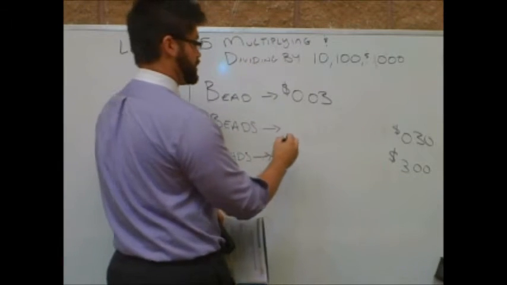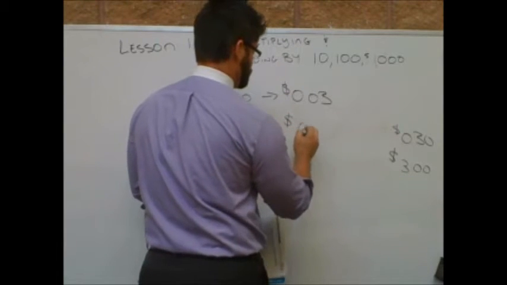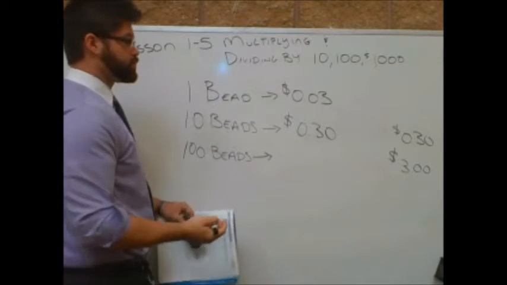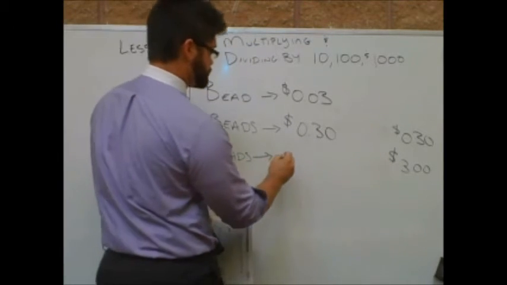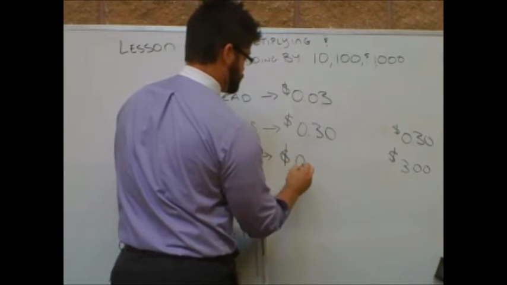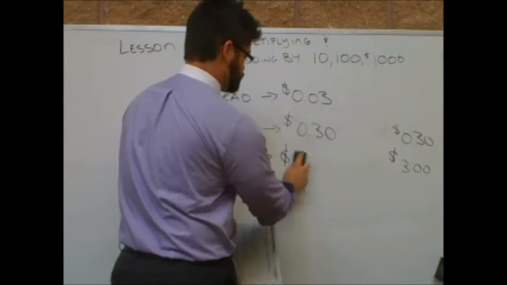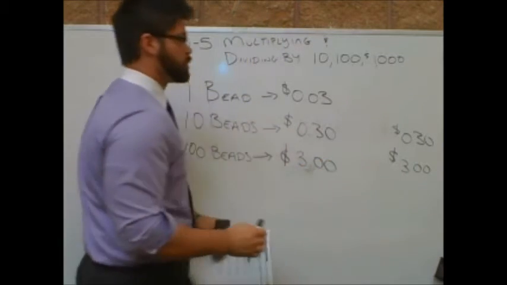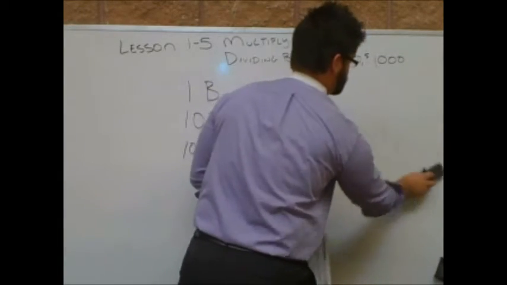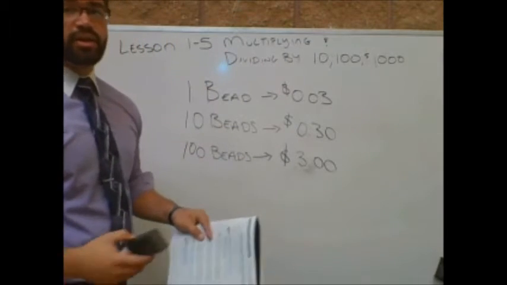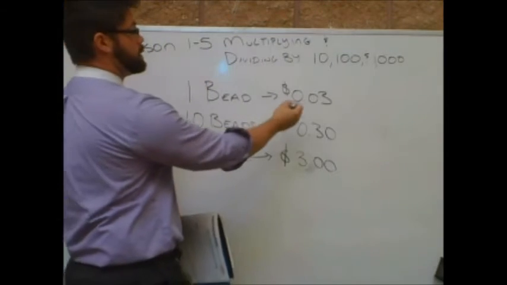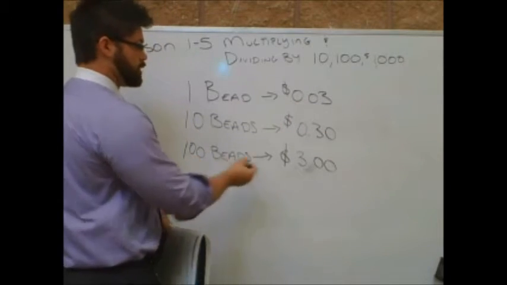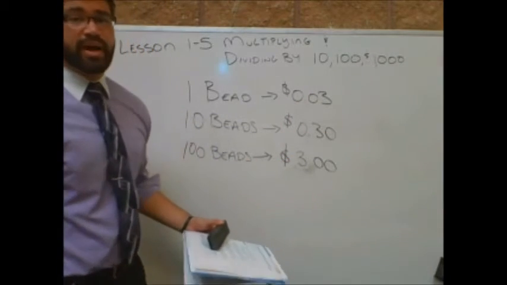If we take 10 beads, we're going to have to pay 30 cents. If we have 100 beads, we're paying $3. So now let's take a look and see if you see any pattern. So 1 bead is 3 cents, 10 beads is 30 cents, and 100 beads is $3. Do you see a pattern here?